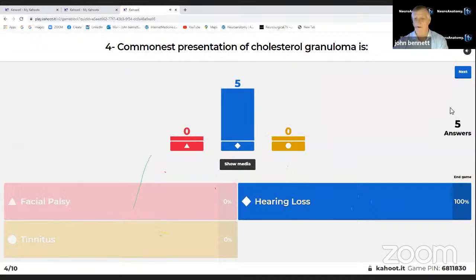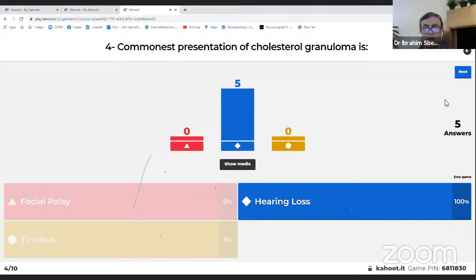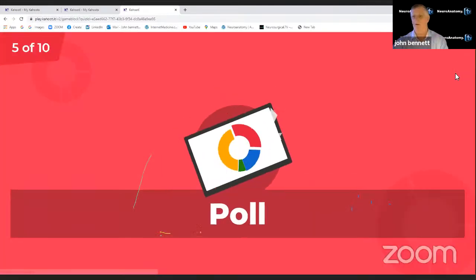Very good. Perfect. So hearing loss is the commonest, and the others come in a small percentage or very late. So facial palsy, tinnitus. Tinnitus is commoner than facial palsy, but hearing loss is the main presentation. So be careful about male patients coming to you with hearing loss for the good diagnosis of cholesterol granuloma. Very good. Next.